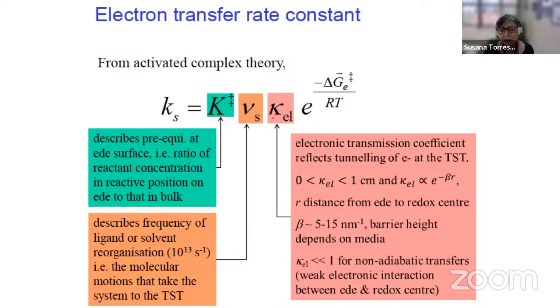And finally, we have this term, the electronic transmission coefficient, that reflects the tunneling of the electron at the transition state. And this term is dependent on the distance from the electrode to the redox center. Obviously, this is very important. And we have a dependence on the geometry and the kind of redox center or molecule that we are trying to reduce or oxidize.